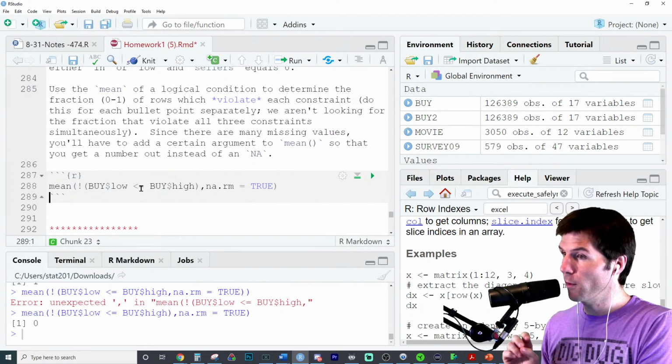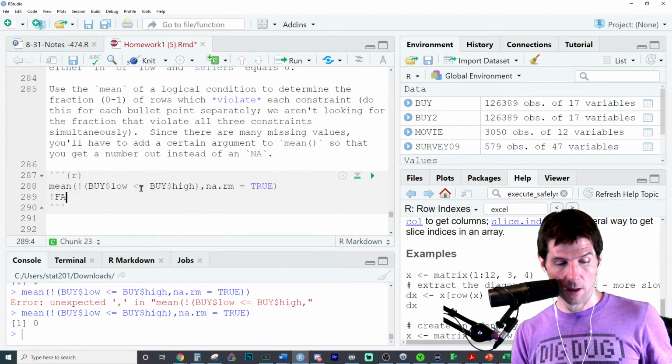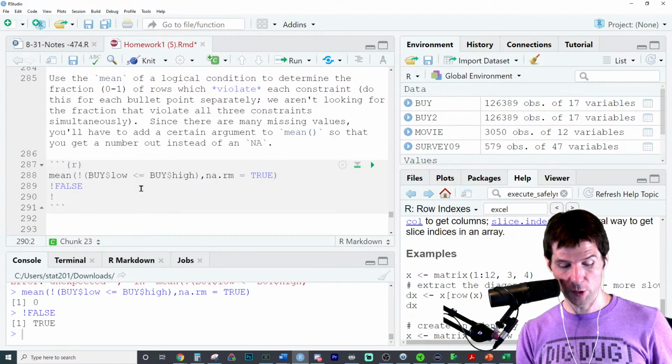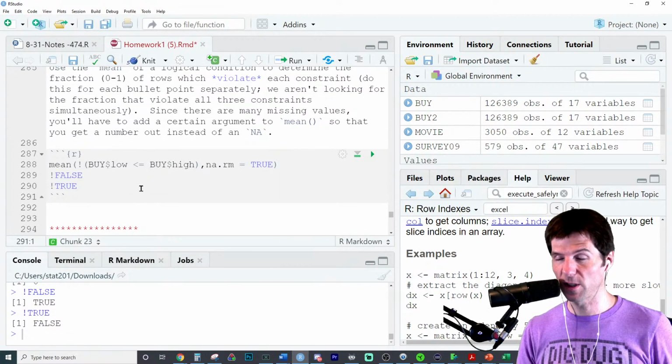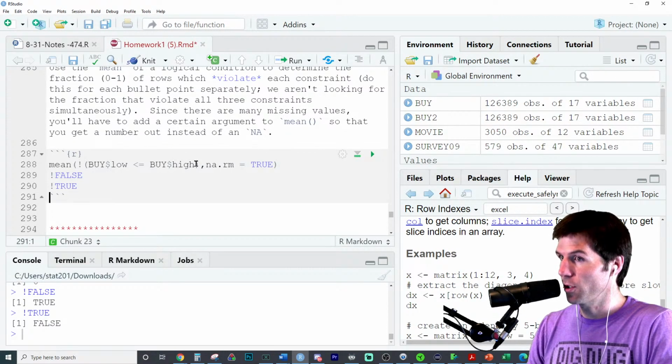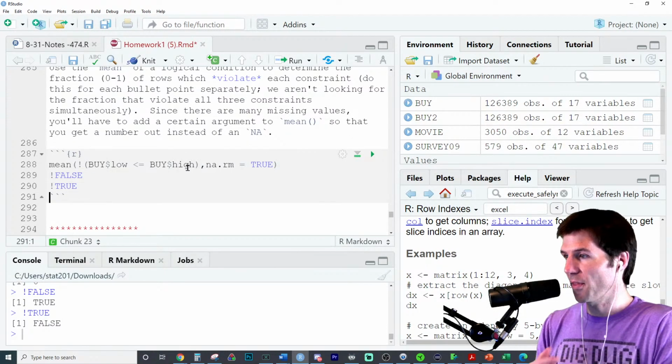So if you have falses and you put an exclamation before them, you get true. If you have trues and you put an exclamation before them, you get false. It's basically not true, not false. So I basically said something does not follow this condition. Here's the condition, and then I did not the condition.